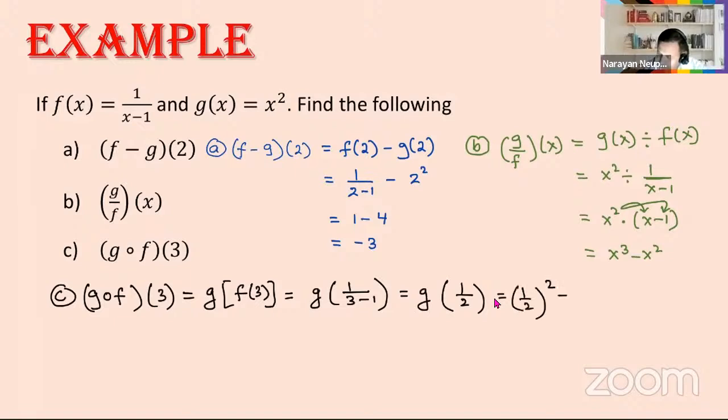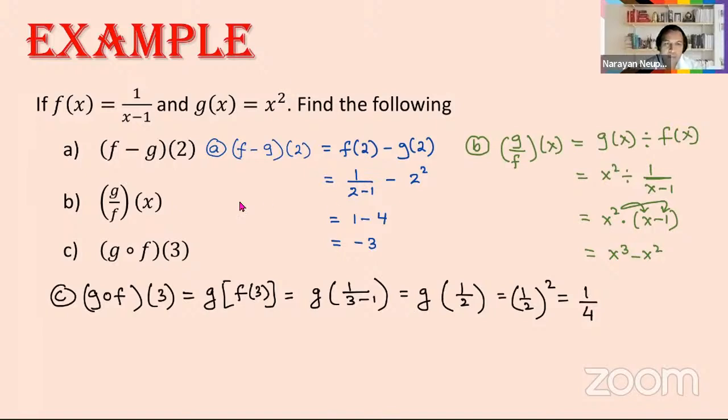Okay, g of half is half squared. Now we have to square the numerator and denominator separately here. So if we square 1, that's a 1. And then over, if we square this 2, it is squared, that will be 4. So our result for this one is 1/4.